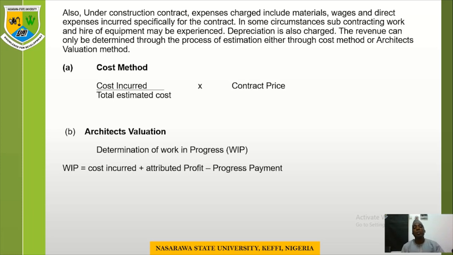Or if you decide to use the architectural valuation method, then you first of all determine your work in progress. Work in progress equals the cost incurred plus attributable profit minus progress payment. The cost incurred is the total cost incurred during the execution. And attributable profit, I told you, is the cost incurred over total estimated cost multiplied by notional profit. Notional profit is the difference between the contract price and total estimated cost incurred.